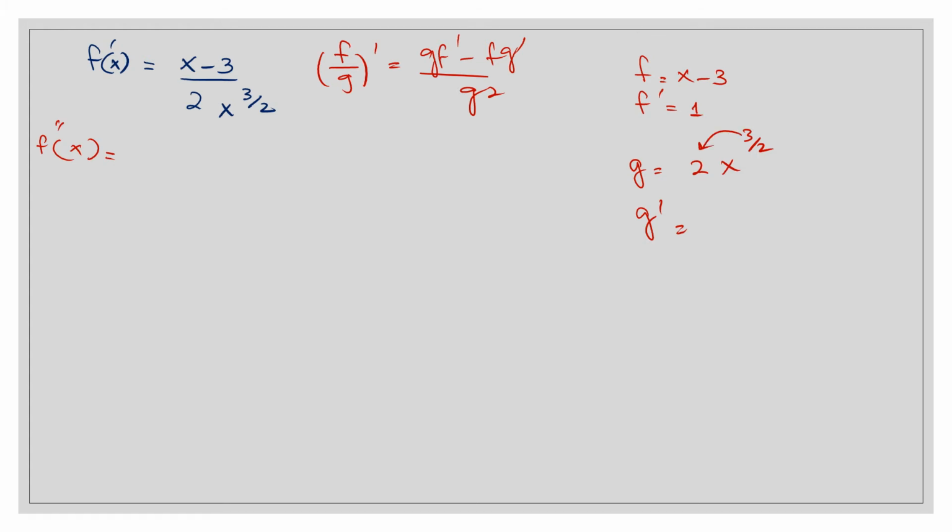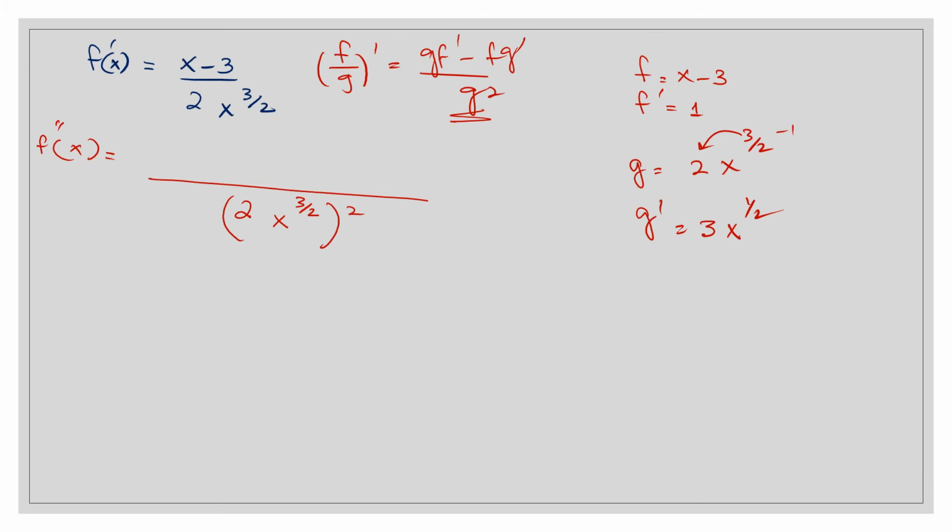So you will get here 3x to the power 3 by 2 minus 1, which gives you again half. So 3x to the power half is my g prime. So put it here, g square, which will give us (2x to the power 3 over 2) whole square.